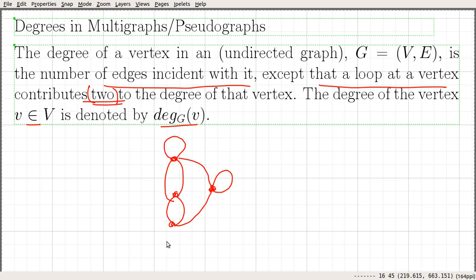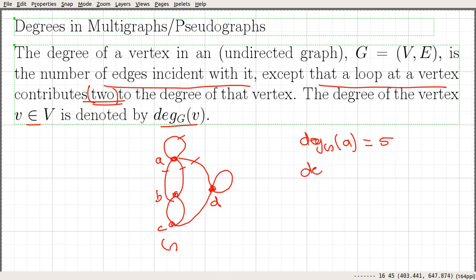So we have the pseudograph G, and let me label the vertices as A, B, C, D. Now we have these multiple edges and these loops. Okay, so let me write down the degree of each vertex in this graph. So degree of A is 1, 2, 3, plus 2, since we have this loop, and a loop contributes 2 to the degree. So the degree of this vertex A is 5.